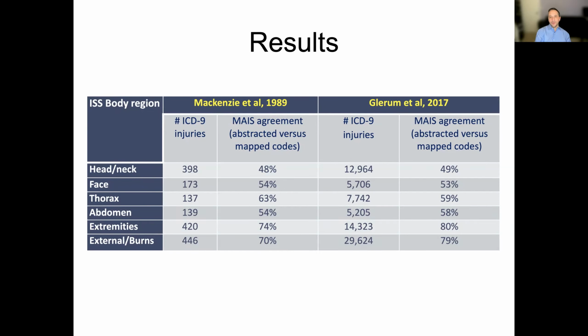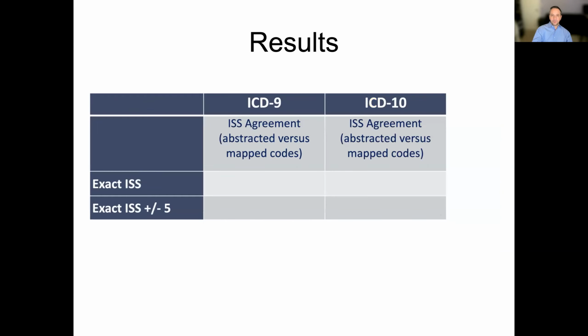And so the level of agreement for the newer map, which is based on the newer versions of ICD and AIS, compared to the old map from 30 years ago, that's been used for hundreds of publications, is pretty similar.